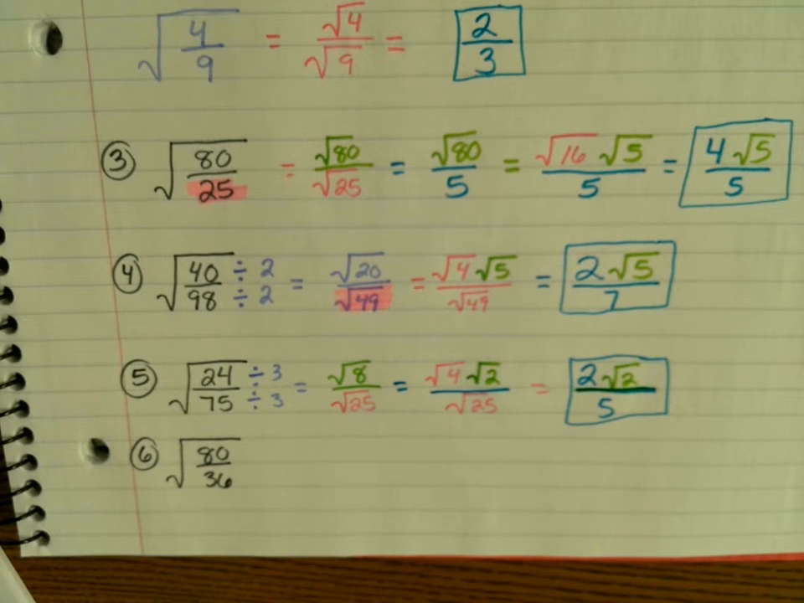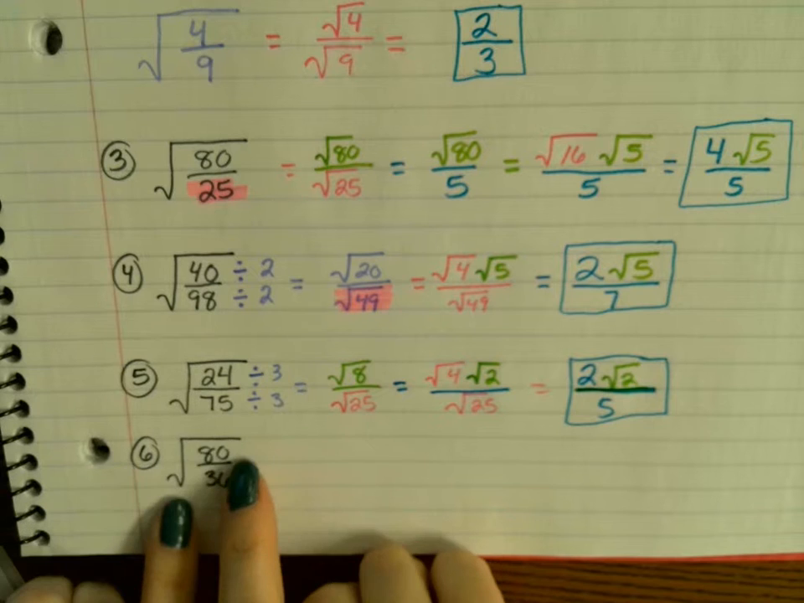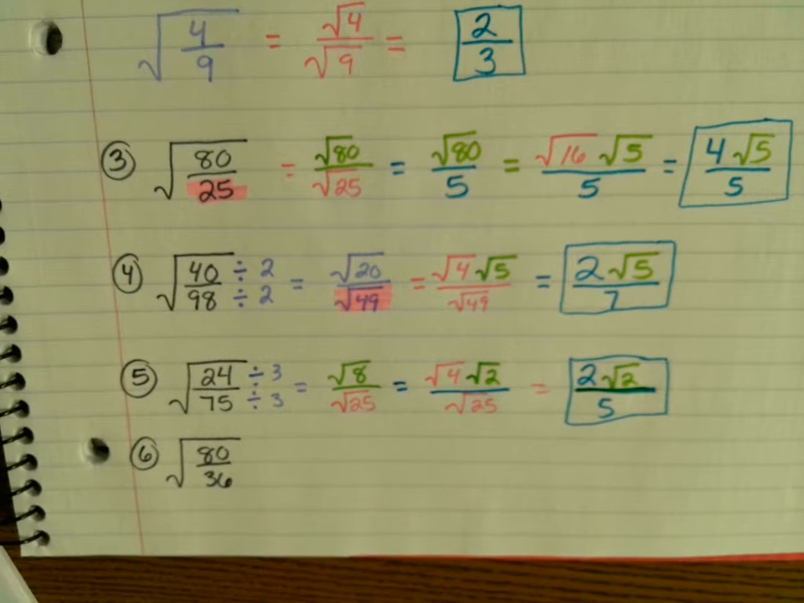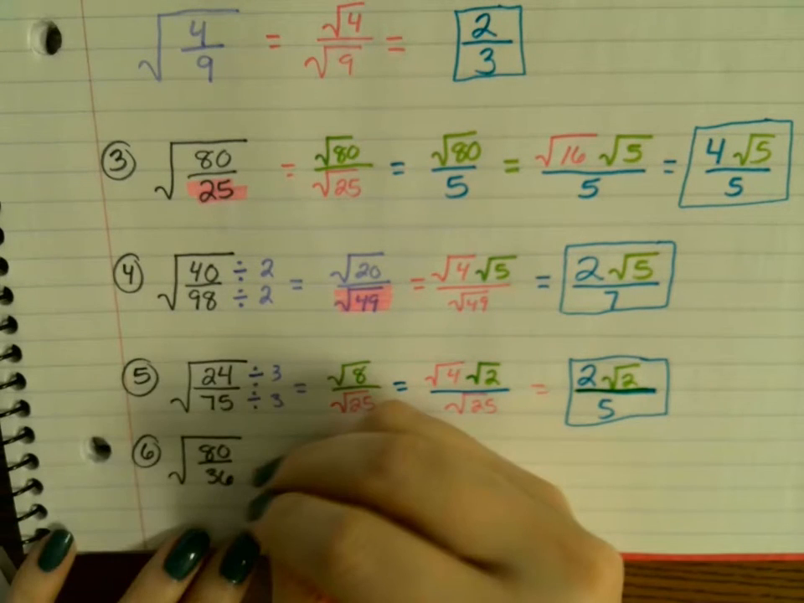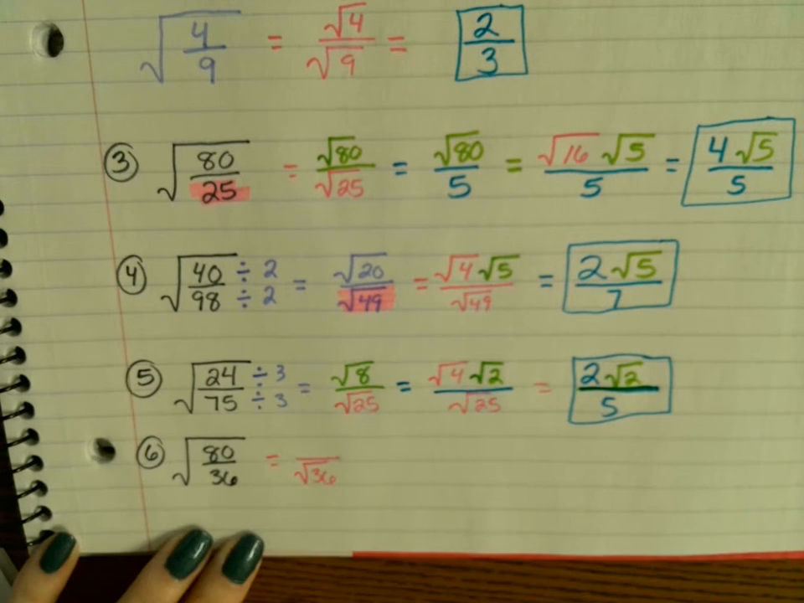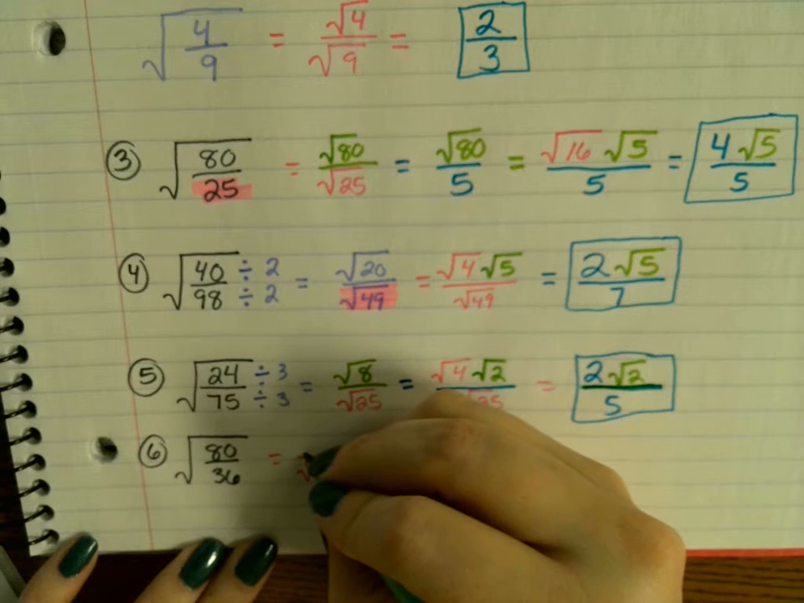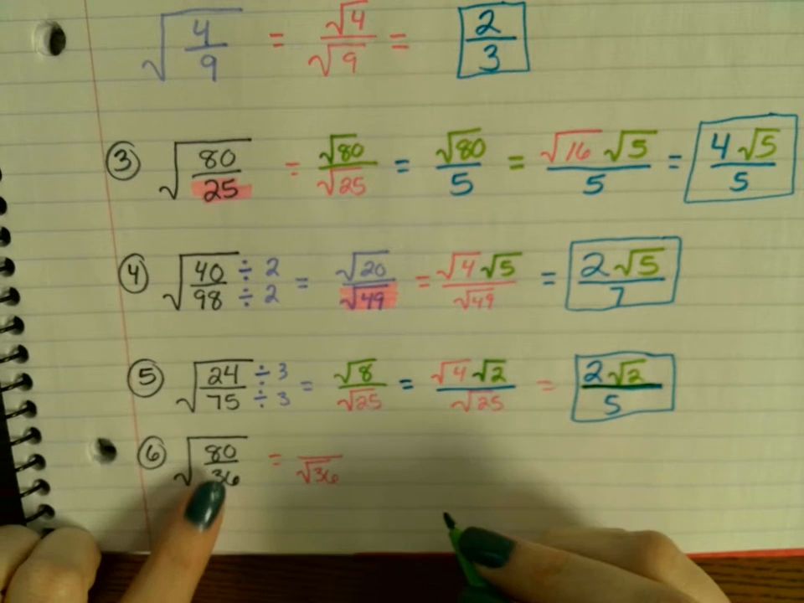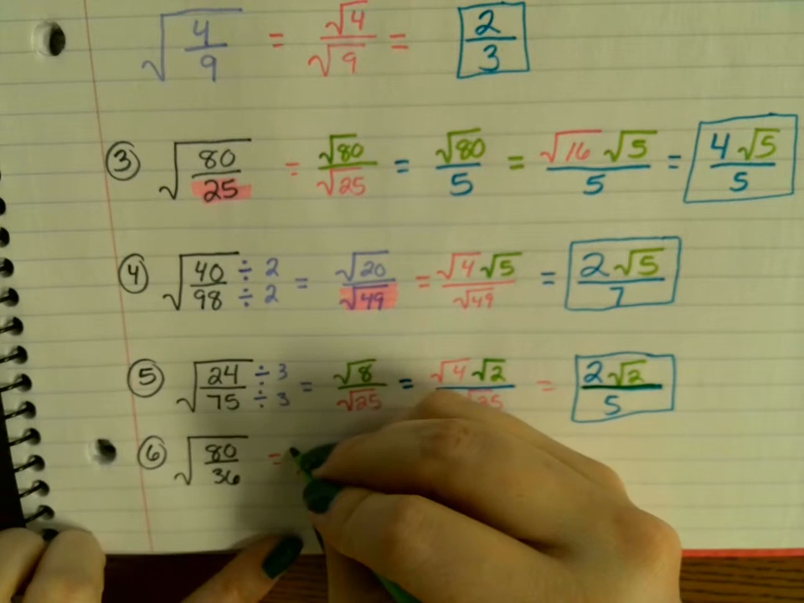Is 36 perfect? Yes, square root of 36 is perfect. So I'm going to go ahead and put square root of 36 on the bottom in pink. What about square root of 80? No, square root of 80 is not perfect. So I'm going to go ahead and break it up. What is a perfect square that can go into 80? 16. So we get 16 and, oops, I just did that in the wrong color.